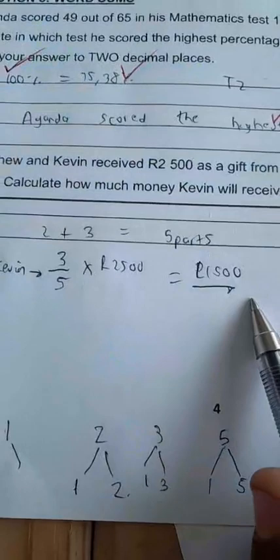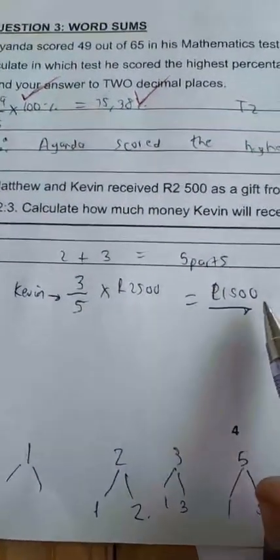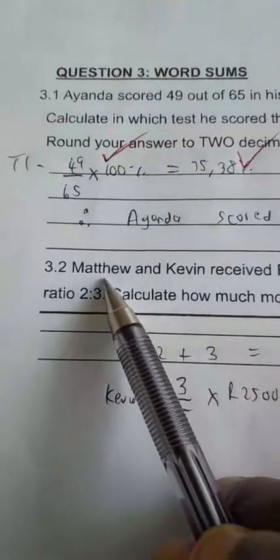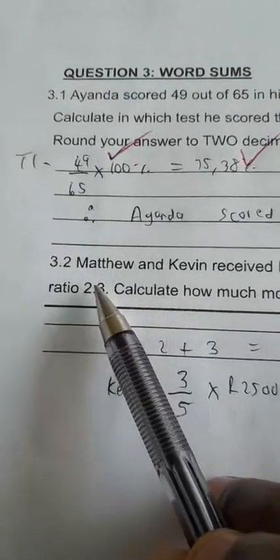Okay, so guys, how much money did Kevin receive? Kevin received 1.5. Okay, and it makes sense because if Kevin is receiving 3 parts of the money, then he's supposed to be receiving more money than Matthew.